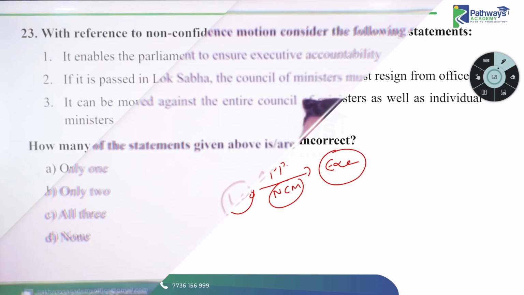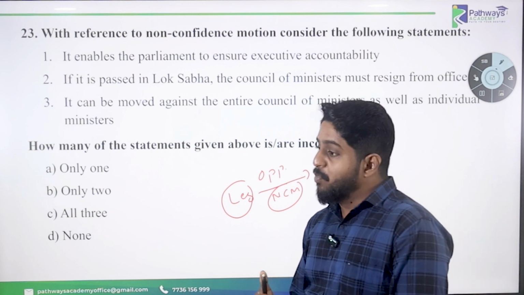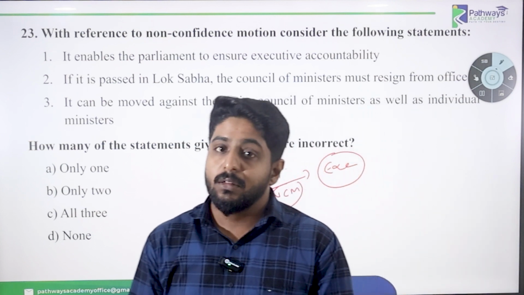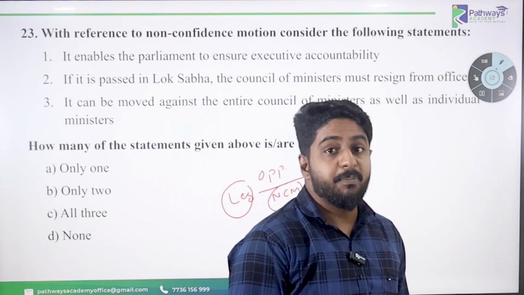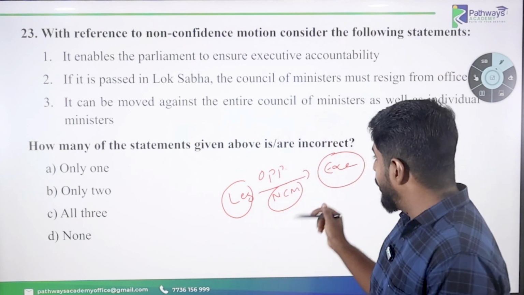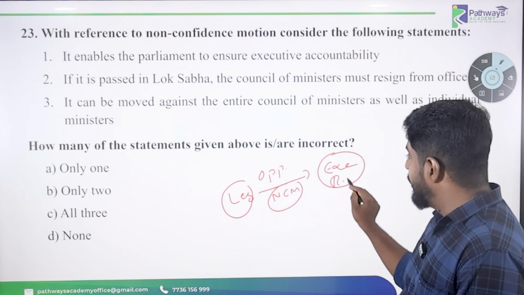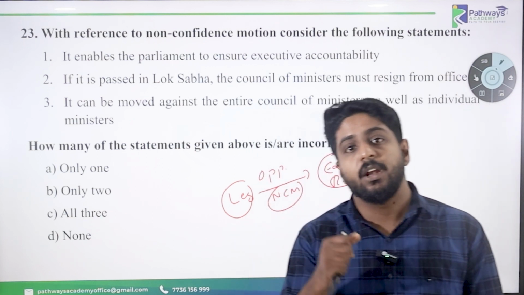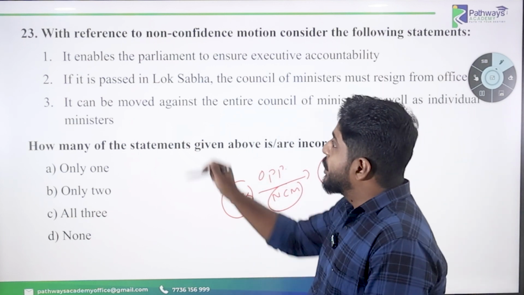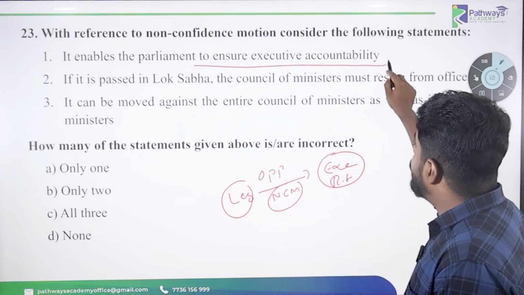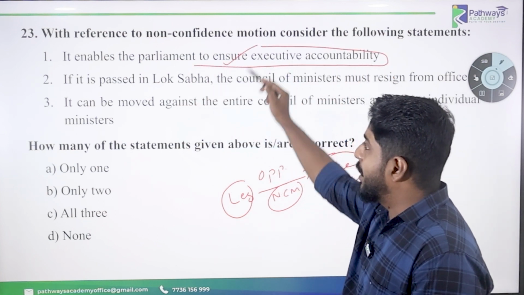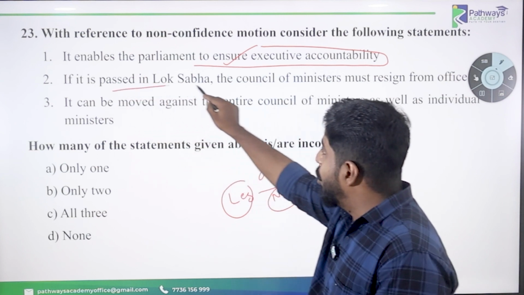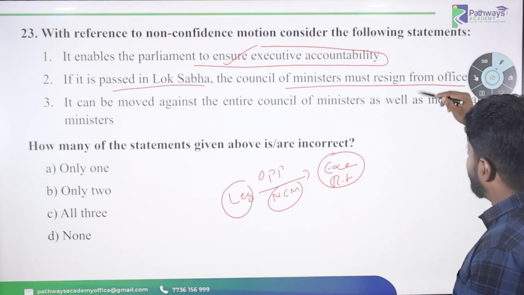So there will be a kind of voting in the parliament regarding the no confidence motion, and if it is passed, it means that the executive, that is the ruling front, does not have the majority in the house, and that will lead to the dismissal of the Council of Ministers. Fine. So it enables the parliament to ensure executive accountability. Correct statement. If it is passed in Lok Sabha, the Council of Ministers must resign.